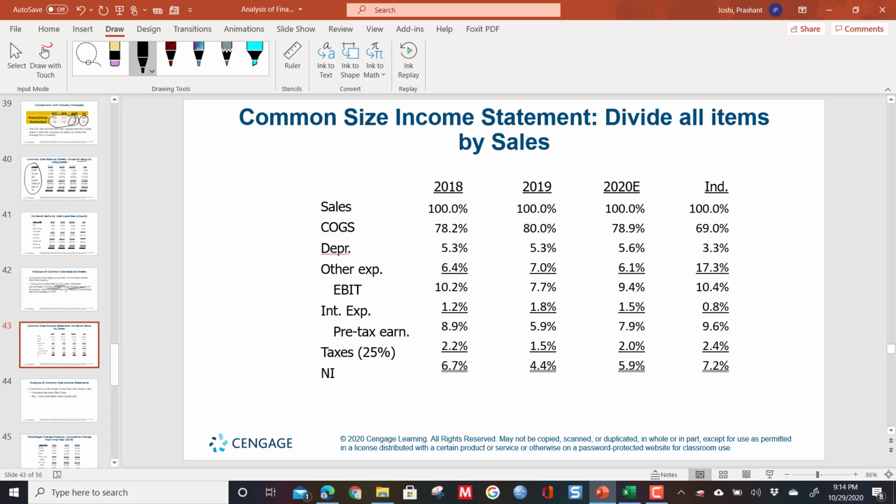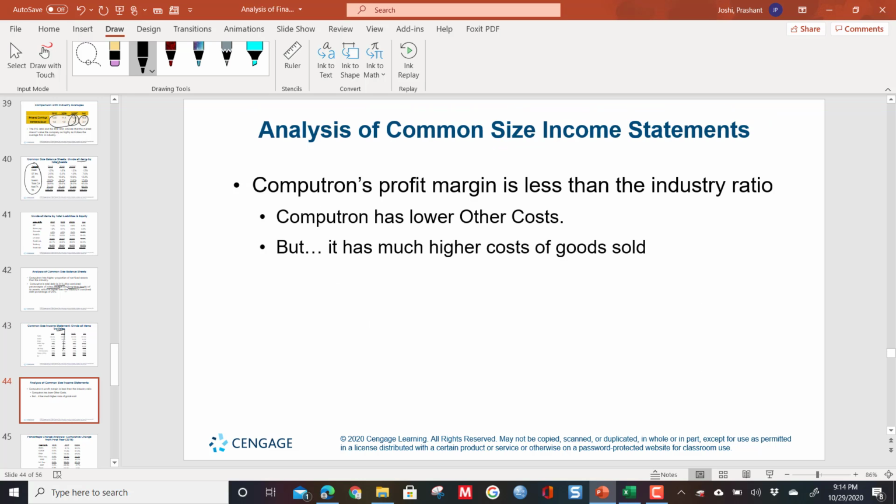For the income statement, you are dividing all items by sales, so it is now expressed as a percentage of sales. Based on this common size income statement, the profit margin is less than the industry ratio, and the company has either lower other costs or higher cost of goods sold.